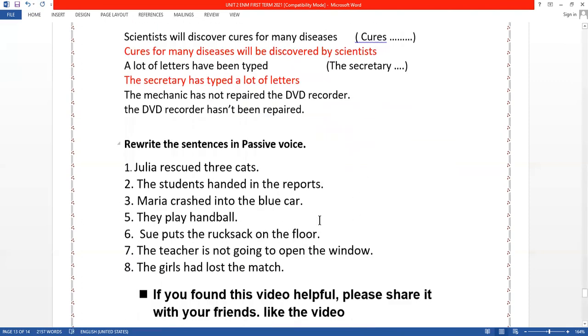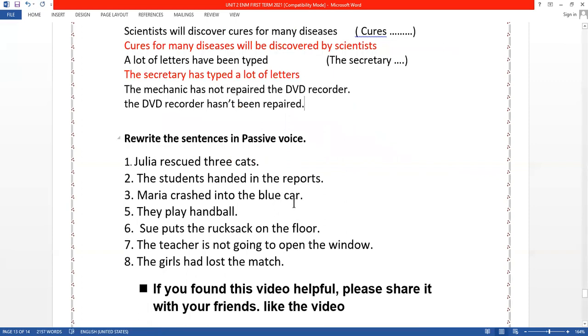Here, extra exercise. I want you to do it yourselves, my dear students. You can send your answers in the comments so I can write my comments about them.